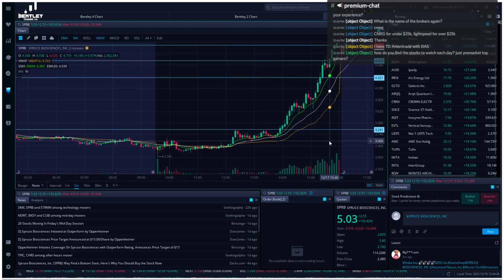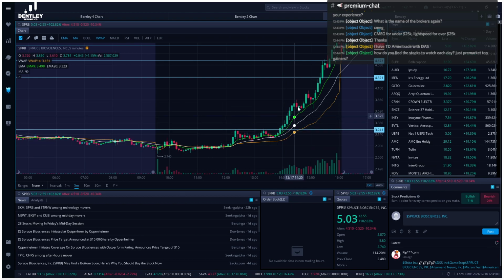How do you find the stocks to watch each day? Just pre-market top gainers. I have this scanner and a couple more scanners that scan for volume and percentage change. What I'm looking for is a stock that has moved 5% in the past couple minutes. If I look at the 5% gainers, I'm going to catch them early, and I'll be able to enter after this first initial run.